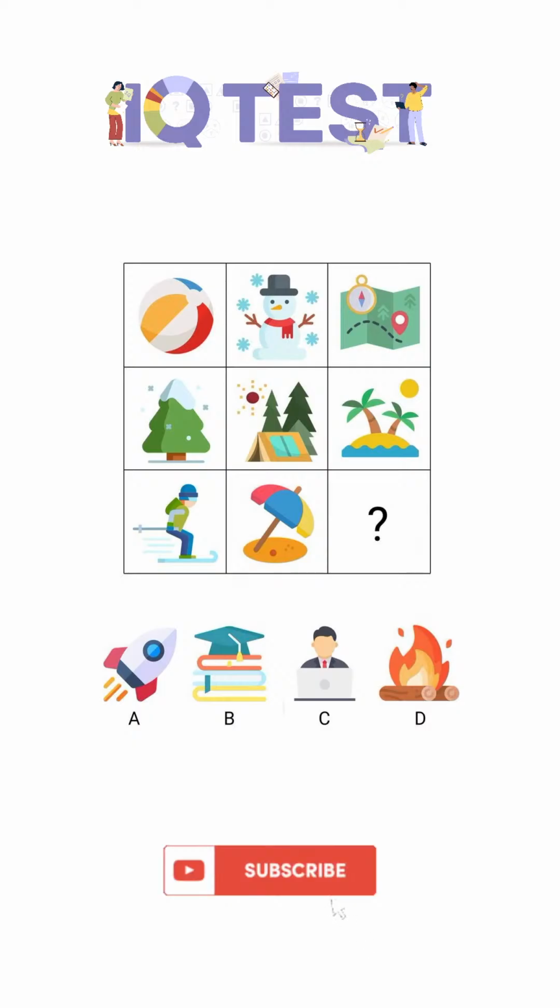What is missing? Is it A, the rocket, or B, your degree or your books, C, a man behind a laptop, or D, a campfire? What is missing in this picture? What is missing in this picture? Anyone with the answer?